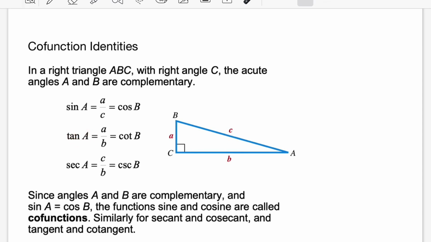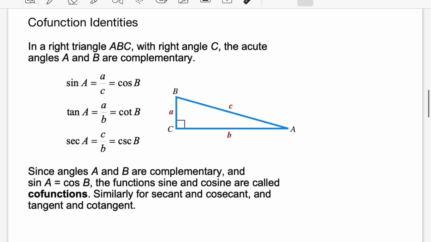Similarly, for tangent of this angle A here, this is going to be A over B, which is going to be the same thing as cotangent of this angle B here. And lastly, secant of this angle A is going to be equal to cosecant of this angle B here. So these angles A and B are complementary. Now, since angles A and B are complementary, the functions sine and cosine are called cofunctions. And same thing for cosecant and secant and tangent and cotangent.